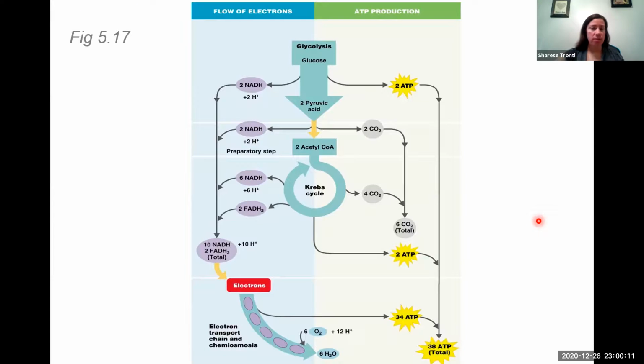Here's just a summary of everything that we talked about, what's produced in each step. I do think you guys should study this. It talks about each step and what's produced.